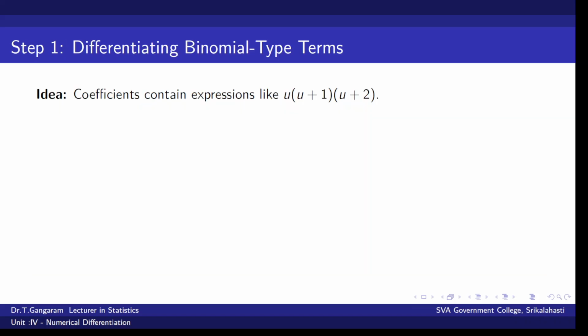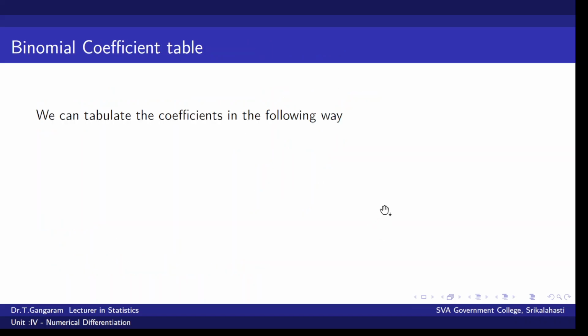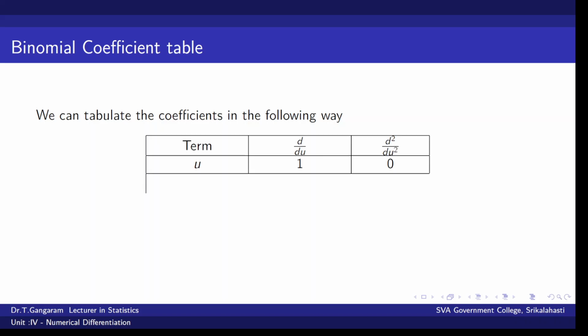Differentiating binomial type terms, the coefficients contain expressions like u into (u plus 1) into (u plus 2). So, for example, u into (u plus 1) by 2, we can write it as (u square plus u) by 2. Differentiating, we get (2u plus 1) by 2. For this term, the first derivative is (2u plus 1) by 2. Similarly, we differentiate the remaining terms also, applying differentiation term by term. We can get the coefficients in the following way.